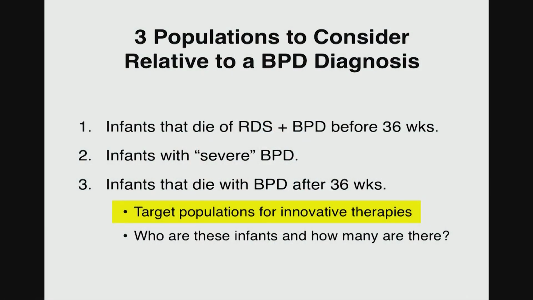And the way we're diagnosing BPD is really overlooking three categories of patients that are really important for how we think about therapies in the future. First of all, there's a lot of infants that die of RDS and BPD before 36 weeks, and they're not captured in the diagnosis. There are infants with severe BPD, which aren't emphasized or broken out in terms of severity, which is a problem. And then there are some infants that die with BPD after 36 weeks. And it seems to me these are the target populations for the innovative therapies you're going to hear later today. Who are these infants and how many of them are there? And that's a problem for us experimentally.